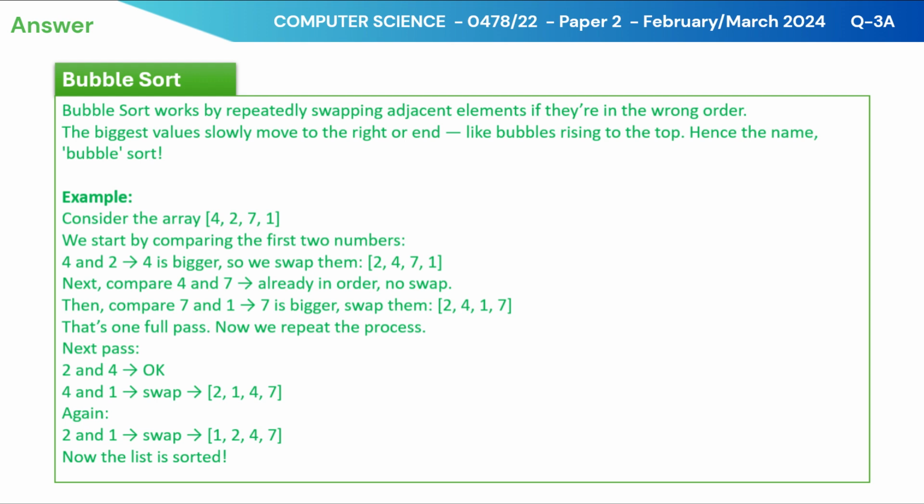Next pass. 2 and 4, okay, no swap. 4 and 1, swap. Again, 2 and 1, swap. Now the list is sorted. Excellent. Now we are in the position of writing the pseudocode to search a number in the given array using linear search method. Let's start.